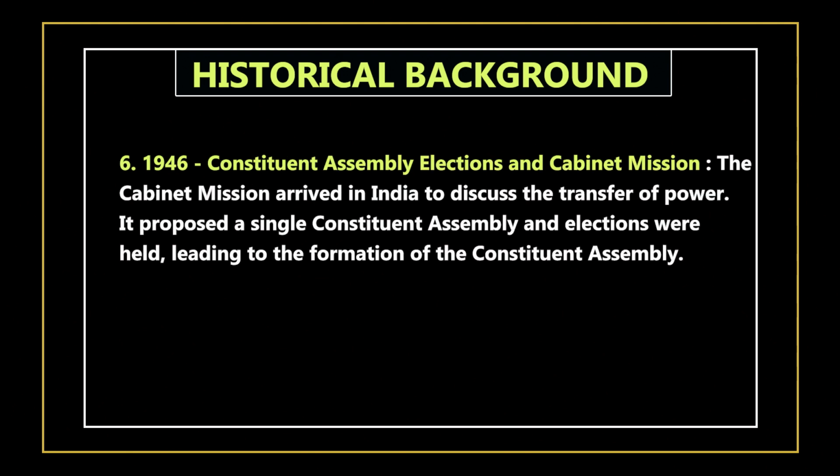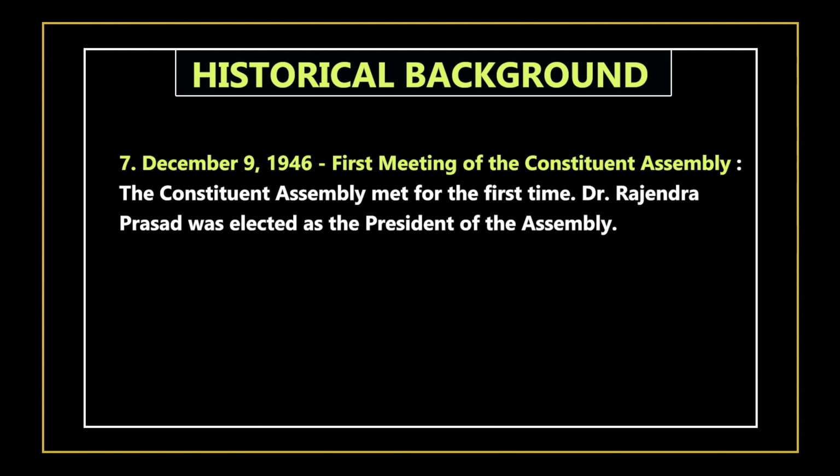Next is 1946, Constituent Assembly elections and Cabinet Mission. The Cabinet Mission arrived in India to discuss the transfer of power. It proposed a single Constituent Assembly and elections were held, leading to the formation of Constituent Assembly. Then on December 9, 1946, the first meeting of Constituent Assembly was held. The Constituent Assembly met for the first time. Dr. Rajendra Prasad was elected as the President of the Assembly.